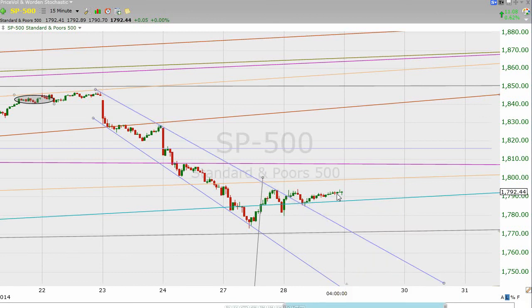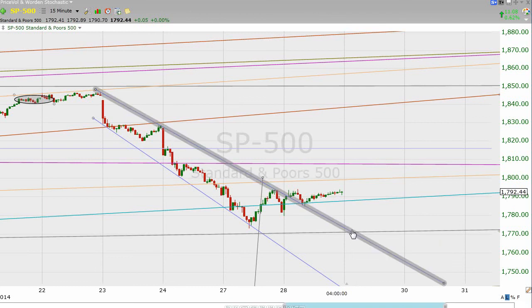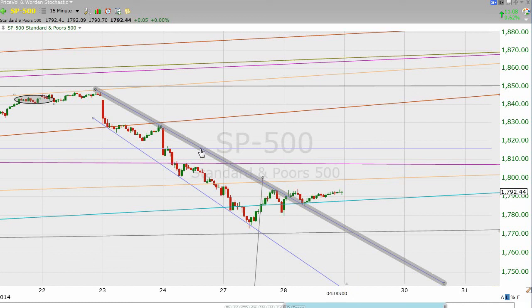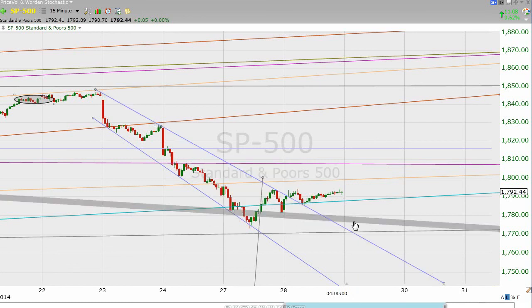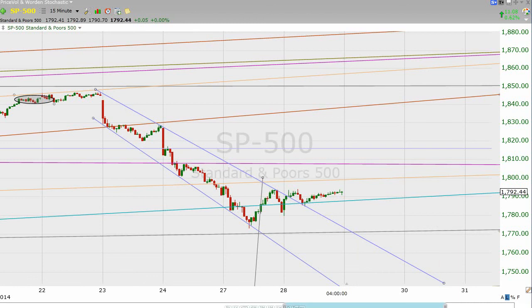Okay, so coming back down to the 1770s right now would not surprise me. The market could easily lose 22 points off of today's close, and we still have what appears to be a reversal in the making. The other thing that's a potential here is that we are forming a little ascending triangle right here. There would be your top line. There would be your bottom line.